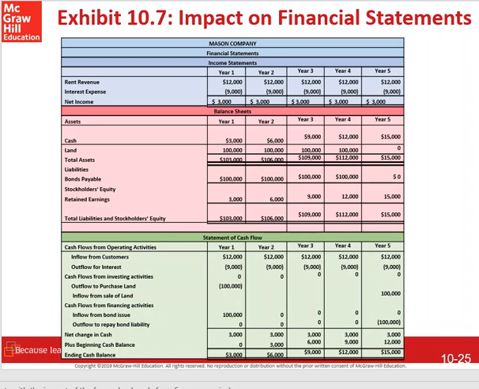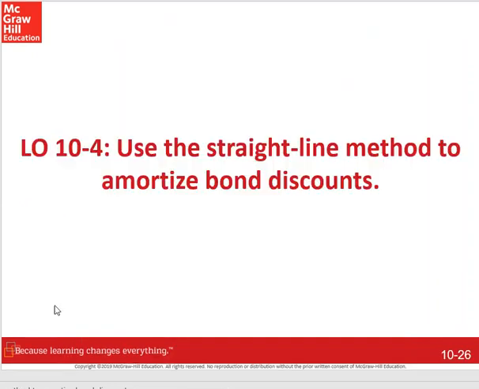So what if we don't issue the bond at face value? Bonds aren't always issued at face value. They can be issued for more or less than face value. So here we're going to look at bonds issued at a discount, and they say use the straight line method to amortize bond discounts. So we'll learn what that means in just a second.